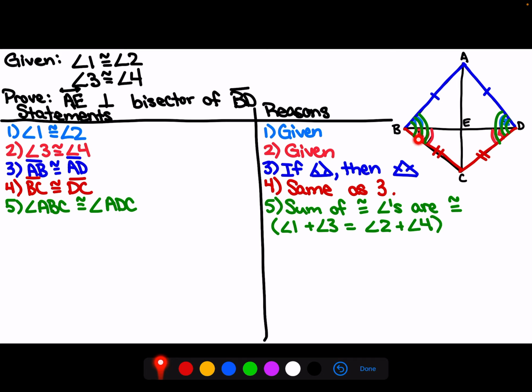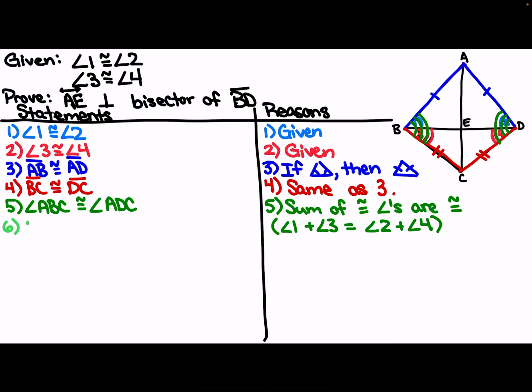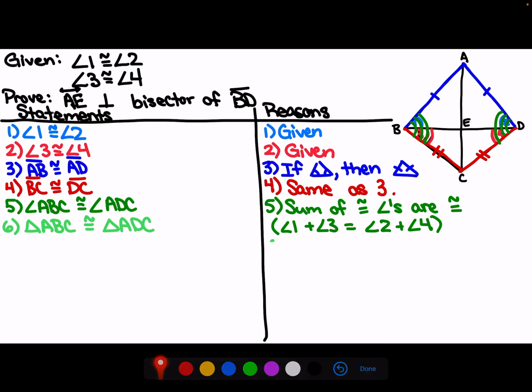Now, from here, we do have enough information to prove that the two triangles are congruent. If we look at it, we have side, angle, side. So I can say that triangle ABC is congruent to triangle ADC by side, angle, side. At this point, I'm going to go ahead and focus in on the top triangles once again. So I'm focusing now on triangle ABE and triangle ADE.